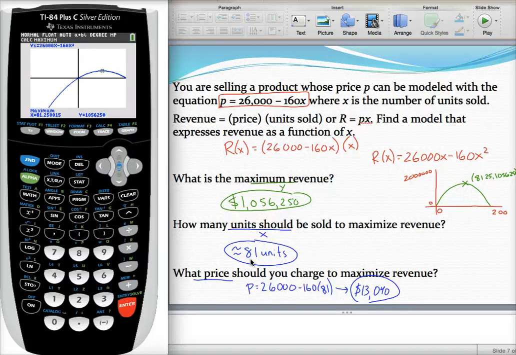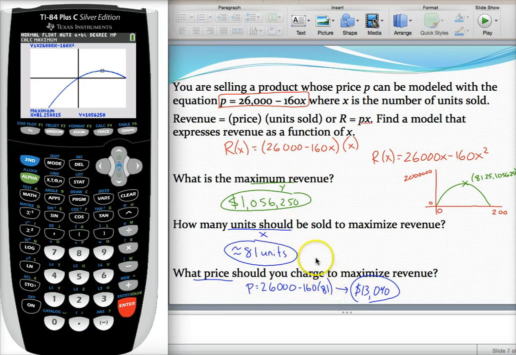The final question is a little bit interesting. It's different than we've done before. They ask us what price I should charge to maximize the revenue. Well, that answer is not going to be found on your calculator screen. Rather, what I need to do is go all the way back to the beginning where we're given this equation that talked about price. It said to find the price, do 26,000 minus 160 times the units you sell.